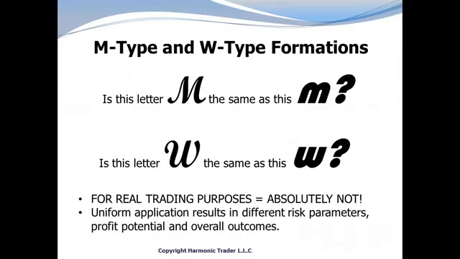M and W type formations. Essentially, what we're looking at are two M and W type formations that may seem to be the same, but actually are not. Is this letter M the same as the other M? Is this letter W the same as the other W? When we're actually measuring price levels and trying to optimize which area to enter a trade, for real trading purposes, these are not the same. Uniform application results in different risk parameters, profit potential, and eventual overall outcomes.